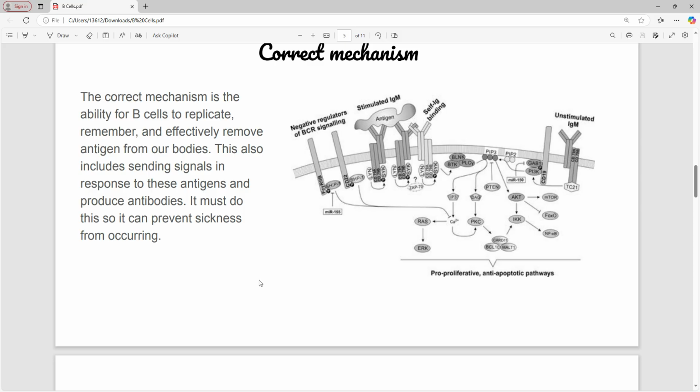So let's just say you get sick, and it's a bad sickness too. And in a part of your body, there are a lot of antigens attacking. Just one B cell can't kill all of those antigens. It needs to send signals to other B cells and say, hey, we need help over here. If they can't do this, then they can't kill all of them.